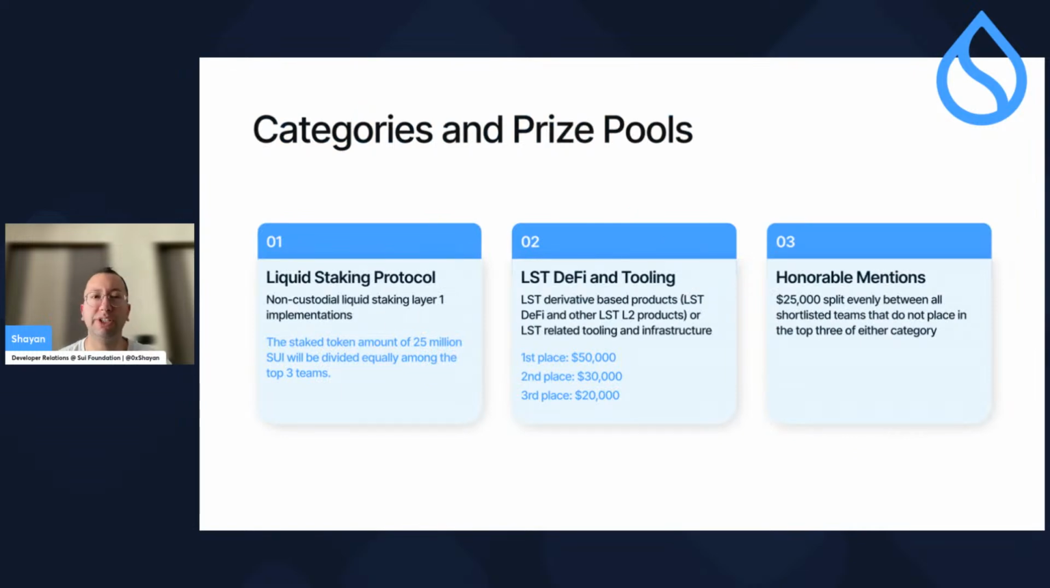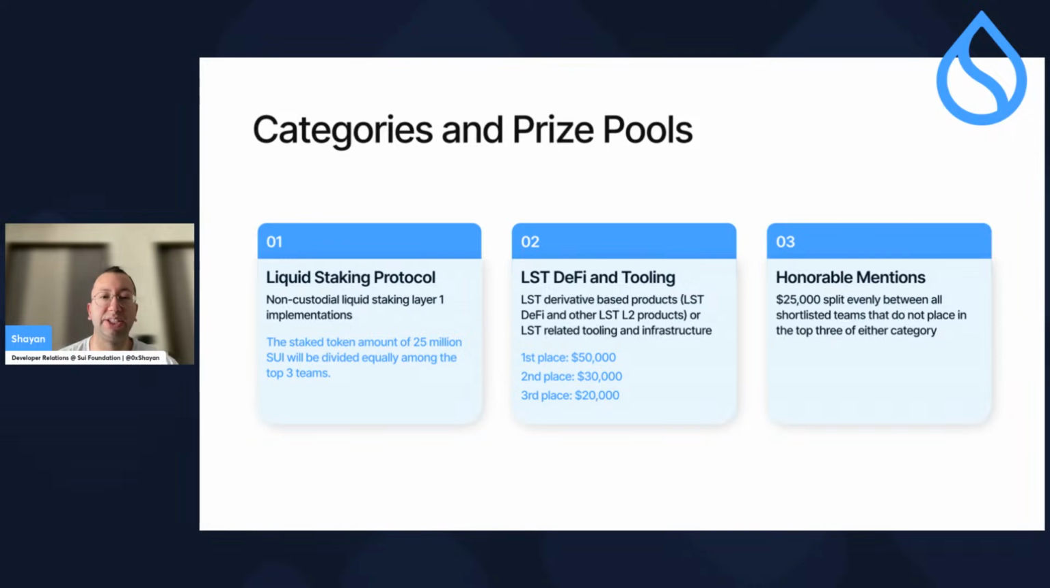And then categories and prize pools. There are two categories with one honorable mention. The first category is creating the actual liquid staking protocol. So this is, as it says below, non-custodial liquid staking layer 1 implementation. And this prize pool consists of 25 million Sui, which will be divided equally among the top 3 teams. So this is the actual protocol that takes in Sui and returns the staked Sui with all the magic routing algorithms happening underneath the hood.